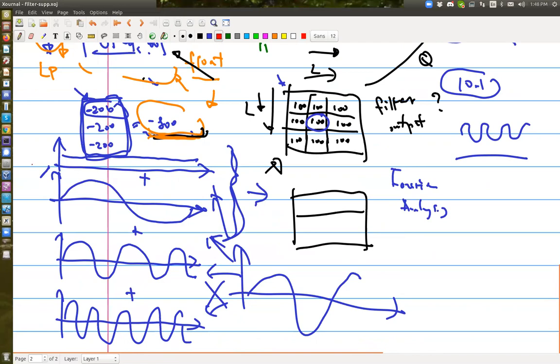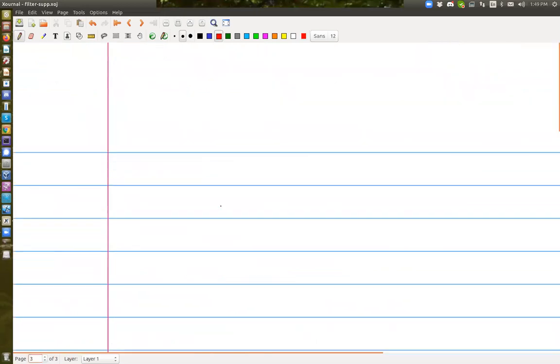Let's do one more example. Okay, let me go back to 1D first. Maybe it helps. I need one more page here. Let's do some 1D example here.